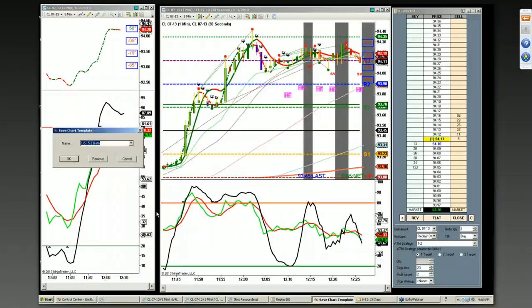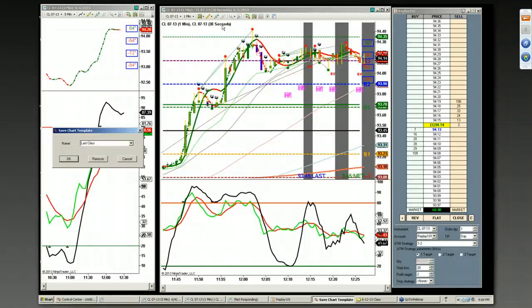But the truth is, when I name my templates, I generally give them a date. And I generally say if they need more than one data series, for example, and then you just hit OK and that would save it. For example, let me show you some of my templates.